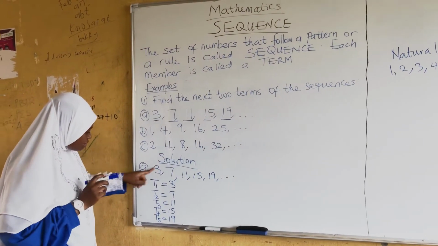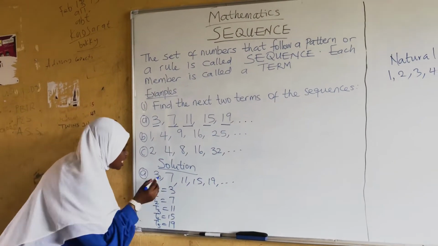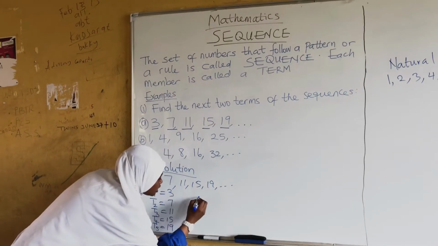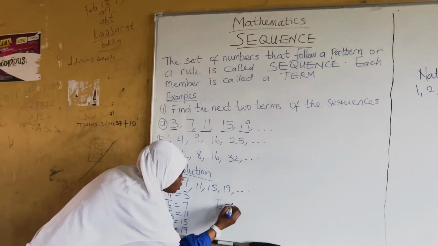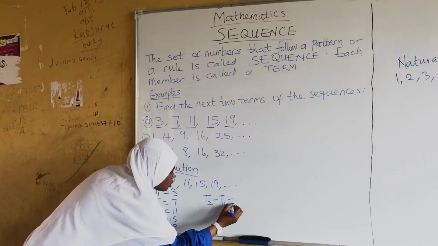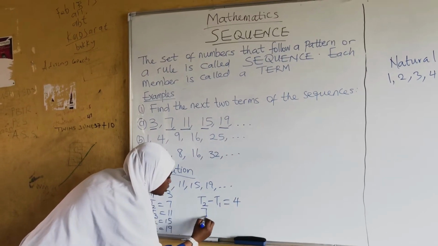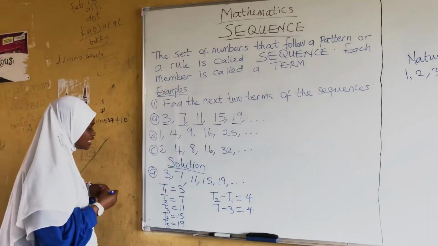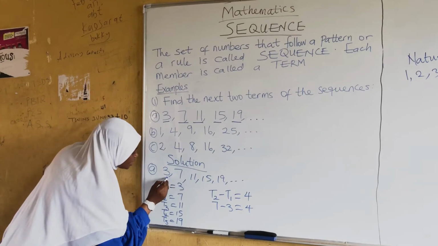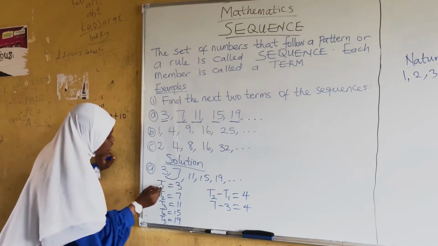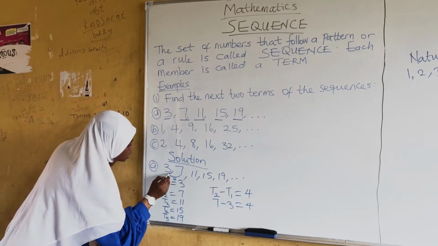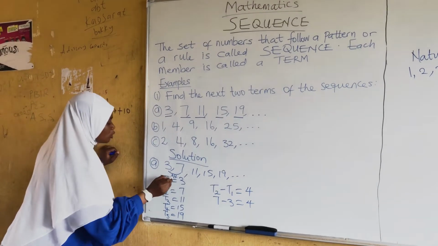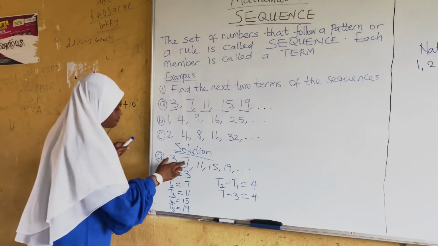If you think critically, you can see that the second term minus the first term gives us 4. That is 7 minus 3 gives us 4. So that means we can add 4 to this side. This plus this: 3 plus 4 gives us 7.